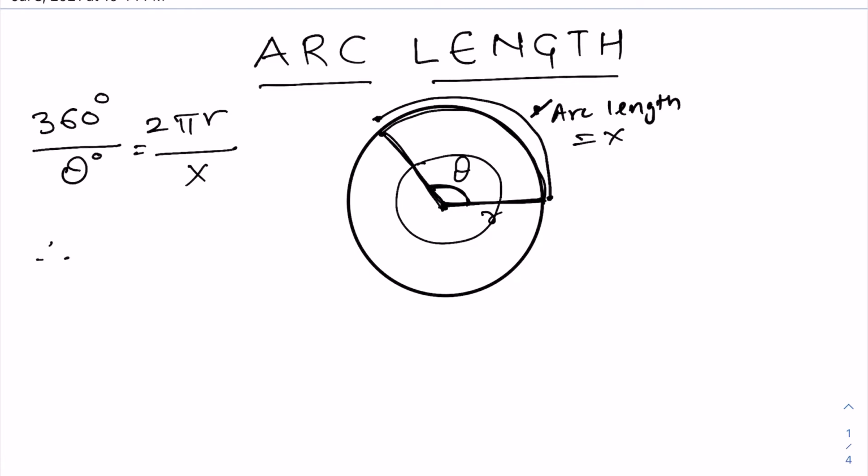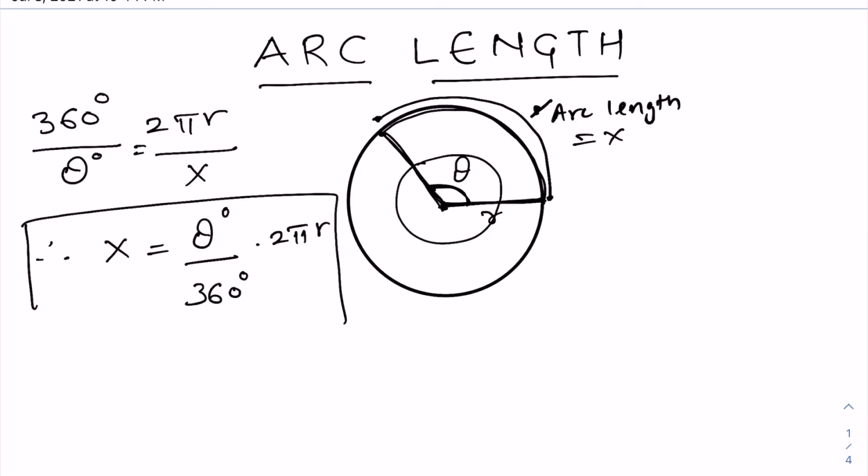Now, if we simplify this expression for x, then what do we get? We get theta degrees divided by 360 degrees times 2 pi r, and that is our formula. So we don't have to remember this formula, we just have to remember how to reach this formula and we can solve the problems.